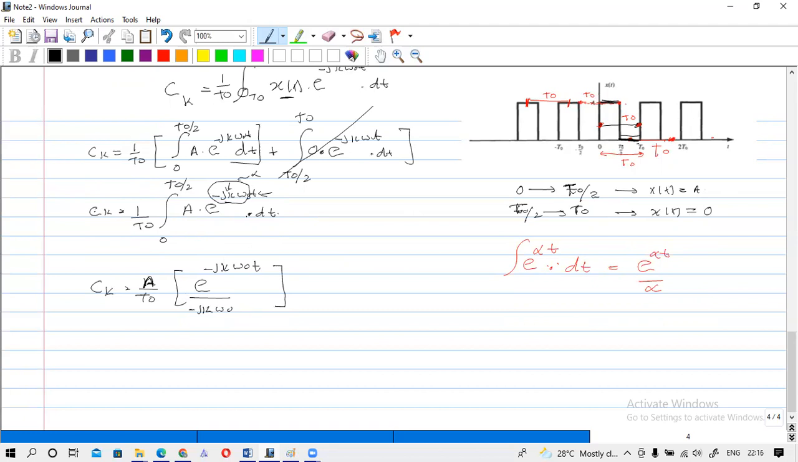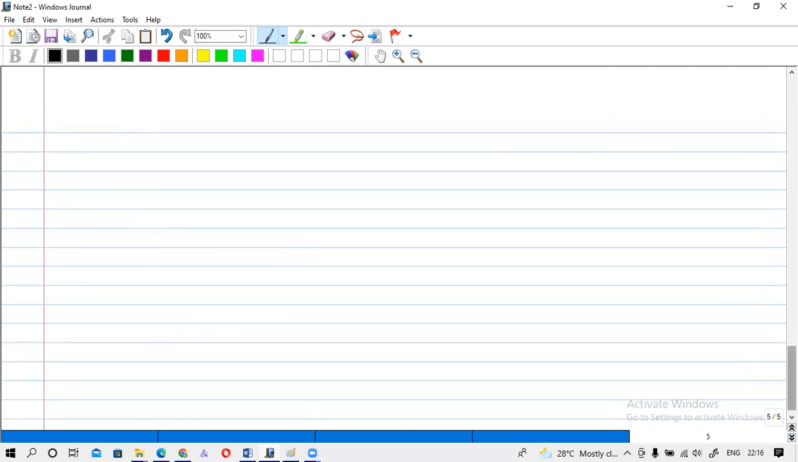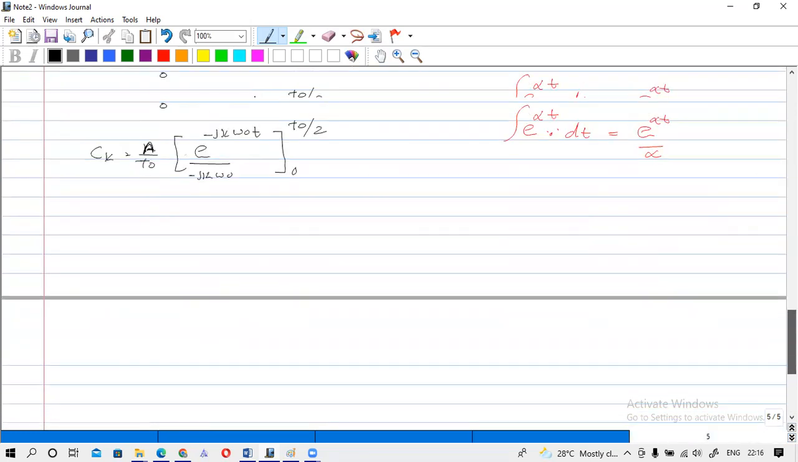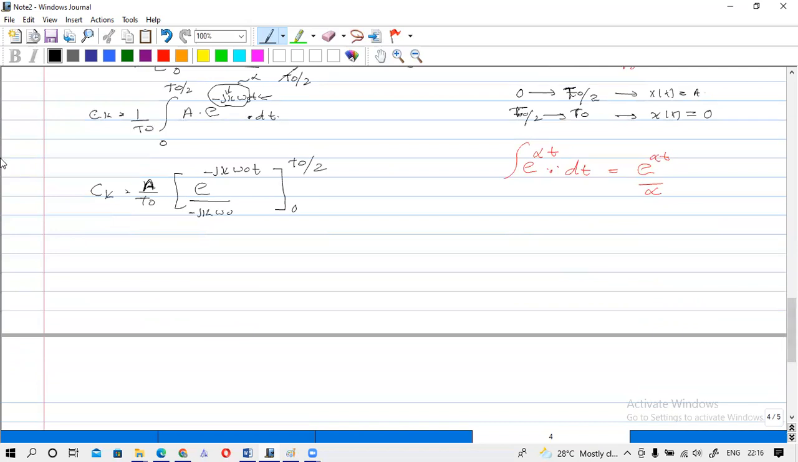If you couldn't understand this integration, you can ask me, but I think it is very simple and you can understand it. Now the limit is 0 to t naught by 2. So we also have to apply these limits to estimate the ck.